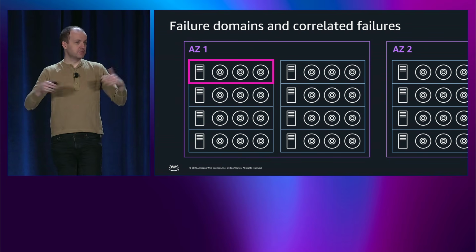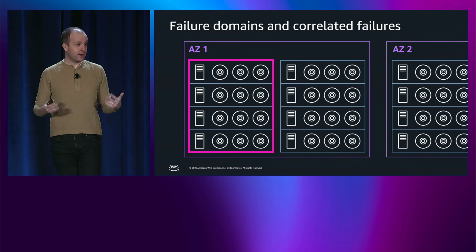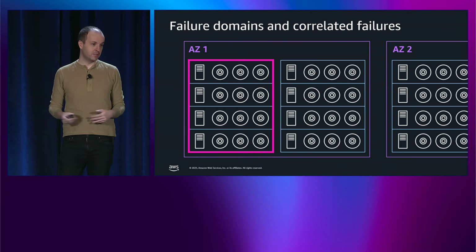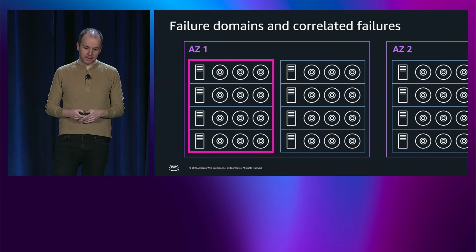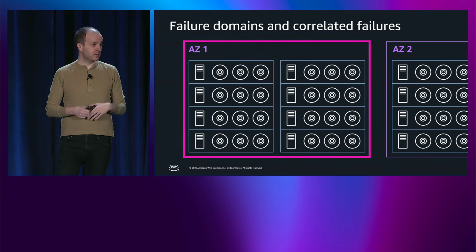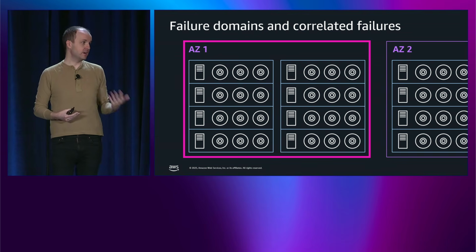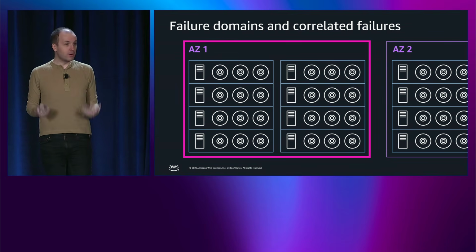And you can build these pictures up from here. If an entire rack fails, that's as if all the drives in that rack had failed. Maybe the switch in the rack is bad. The worst case for us, of course, is that the entire availability zone fails, maybe the power goes out, for example. So these are all correlated failures.